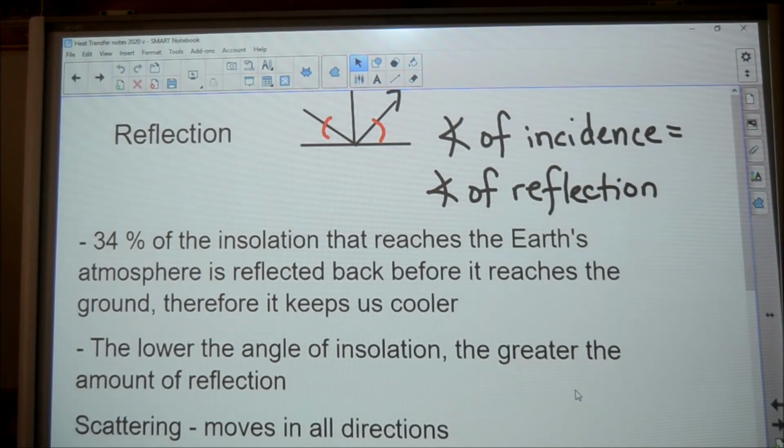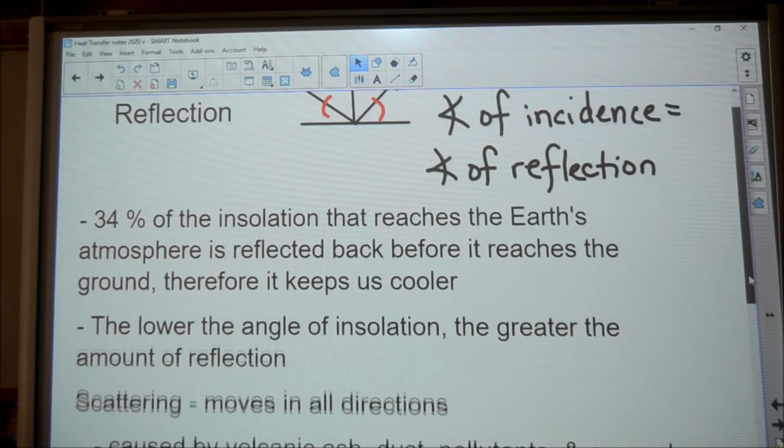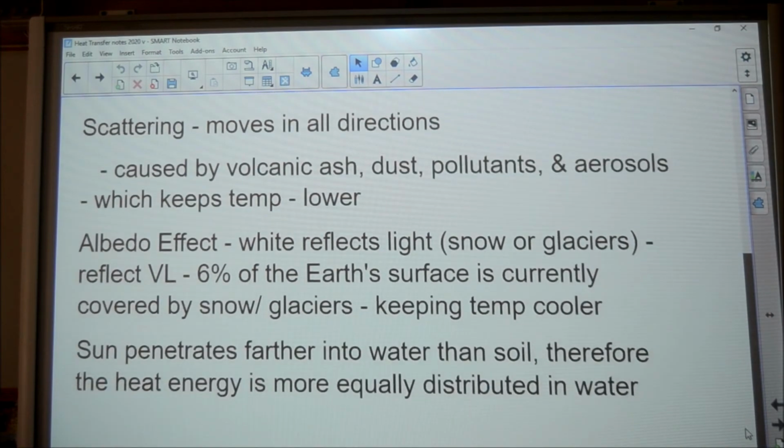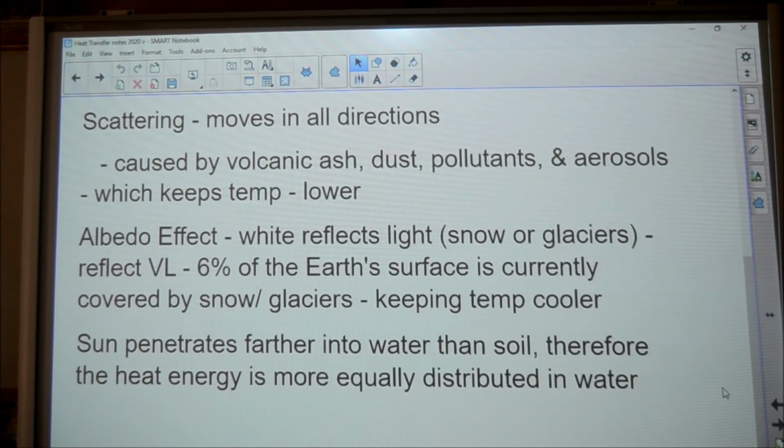So 34% of it doesn't get to the Earth. The lower the angle of the insolation, the greater the reflection. So the lower it's in the sky, the more I'm going to reflect off. So sunrise, sunset, during the wintertime, I'm reflecting more than I'm actually absorbing. Scattering means it's just going in all different directions. Scattering is caused by things like pollution in the air, be it volcanic ash. So we have a volcano that erupts, like we looked at Mount St. Helens earlier this year. Dust, any kind of pollutants or aerosols that are in the air. The scattering is going to also keep our temperature cooler.